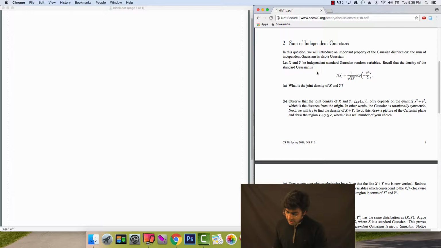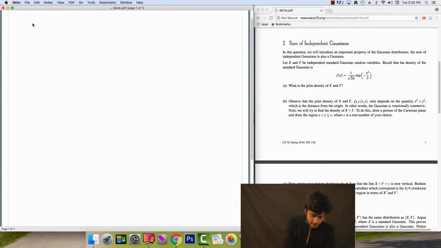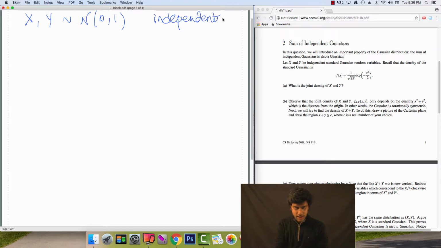Okay, so the setup is as follows. We have capital X and capital Y to be standard normal random variables, and they're independent. Remember, a standard normal random variable has zero mean and unit variance. Now we have an expression for its PDF, and what we want to compute in part A is the joint density, i.e. we want to calculate this quantity for x and y.